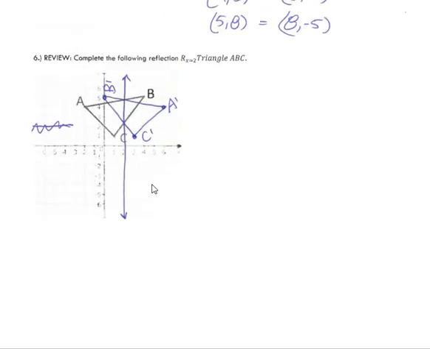And then right here, just to review, you are reflecting over the vertical line that goes through the x-axis at 2. So any points on the left go to the right, any points on the right go to the left, and the same exact distance away from the line of reflection.